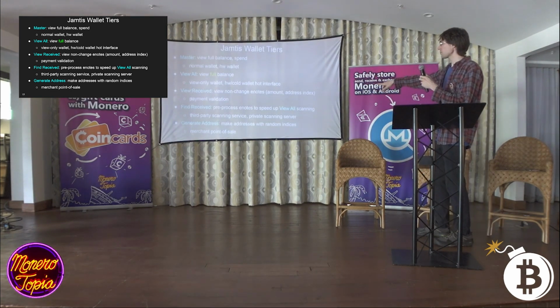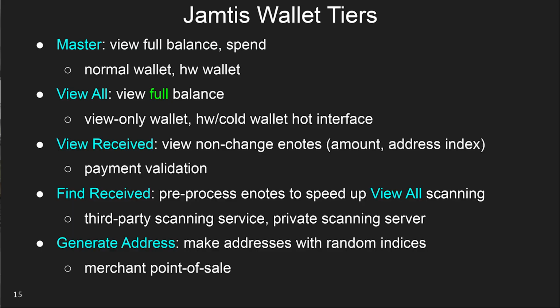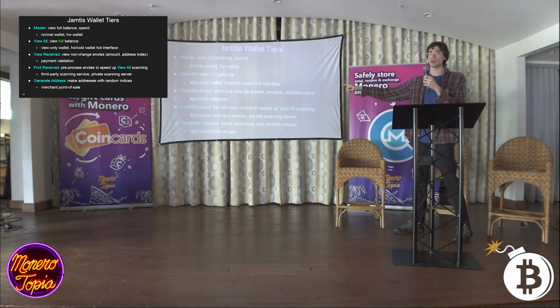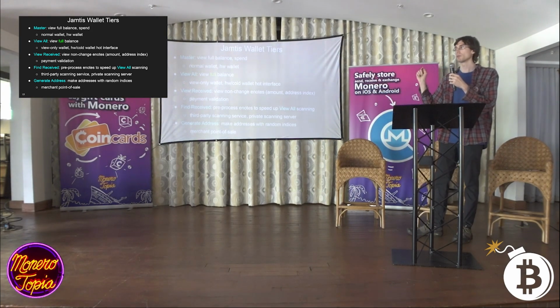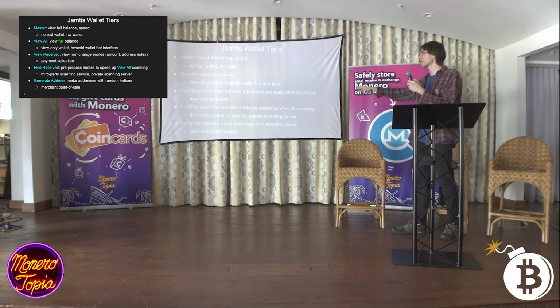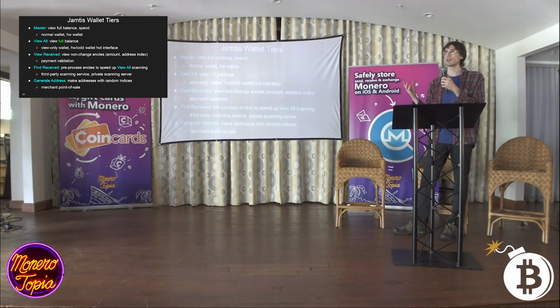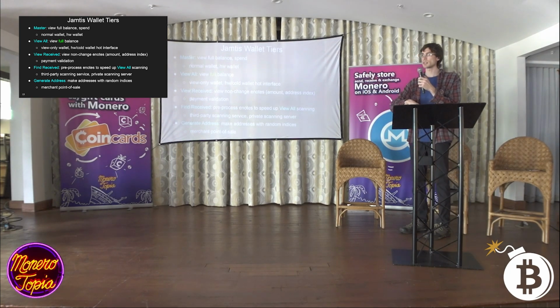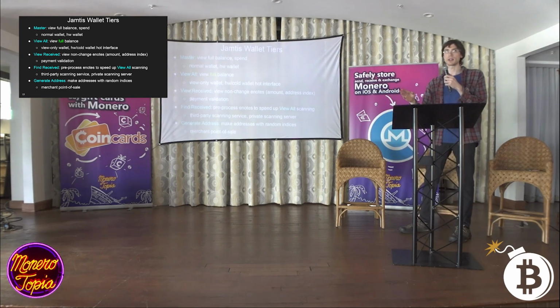So this tier could be used for a third-party scanning service that pre-processes e-notes and then sends them to a view-only wallet, which finishes processing them in a very short amount of time. The thing with this tier is that pre-processed e-notes can be analyzed very, very fast, because the pre-processing does all the heavy lifting, so that when it lands on your view-only device, it can finish the processing very quickly.